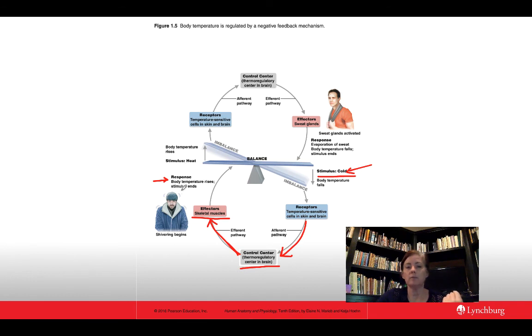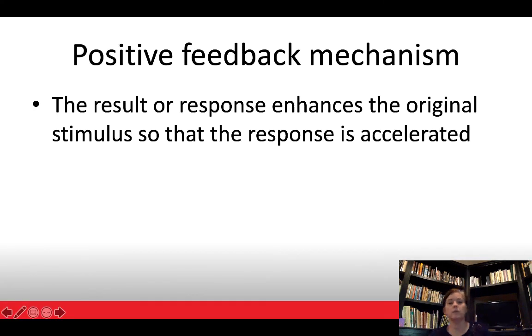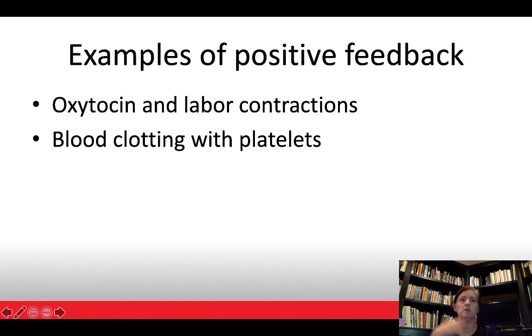And once our body temperature rises back up to 98.6, then this whole process is going to end up shutting off. That's the negative feedback, because once we get back up to normal, the whole cycle is going to shut off. Okay, so what we see with a positive feedback mechanism is that the result further enhances the original stimulus, so the response is accelerated. As opposed to the previous example, when the body temperature rises to a certain level, it actually shuts off the whole cycle. What happens with positive feedback is it continues to enhance the cycle.